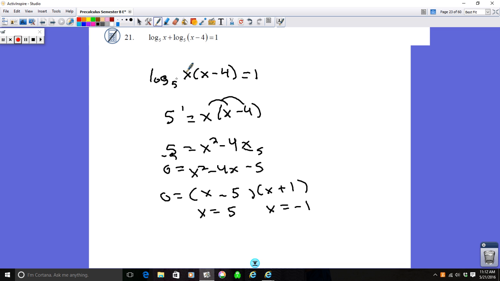This x here is not allowed to be negative. So therefore, this is an extraneous solution. And the only solution is x equals 5. Because again, you can't have log base 5, for example, of negative 1. Because 5 to what power equals negative 1? There is nothing. If you had 5 to any negative exponent, it would give you a fraction, not a negative number.